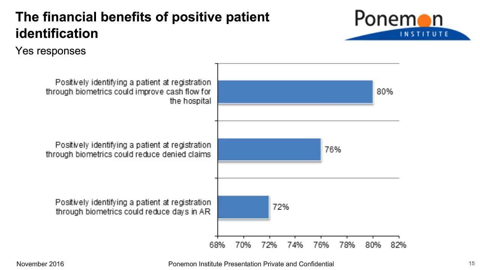accounts receivable, at 72%. So clearly our respondents, whether you're a clinician or on the finance side of the organization, see huge benefits, very large financial benefits of positive patient identification. Go to our next slide.